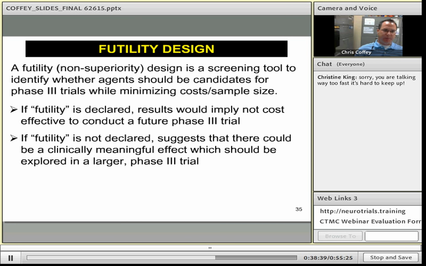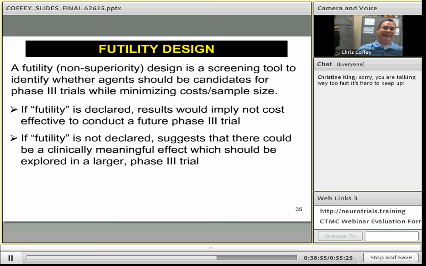Another design that's worth mentioning that has been used in a number of different neurological settings is the futility design. The futility design, I think the name kind of sours people on it because it sounds kind of negative in nature, but it actually can be a pretty promising design that can be used.